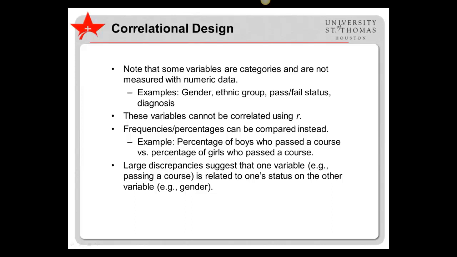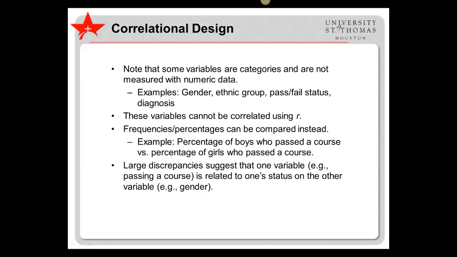As we have been discussing correlational designs, we have been talking about variables that have an inherent numeric value and that can be measured. However, some variables are categories and are not measured with numeric data. Examples include gender, ethnic group, pass-fail status, and diagnosis. These variables cannot be correlated using R. Frequencies and percentages can be compared instead.